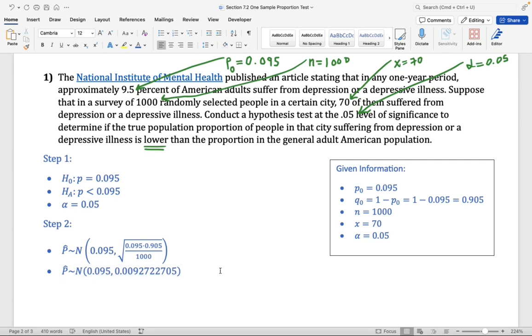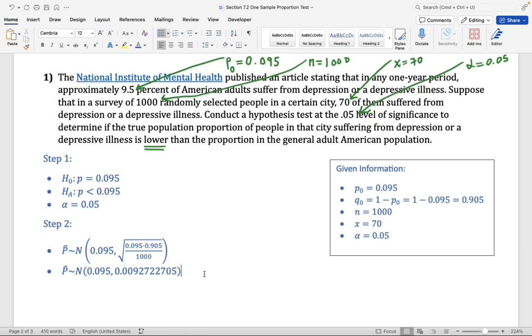0.0092722705. Okay? Notice here, I'm writing all the values that I get after the decimal when I enter this on a calculator. I personally would keep it as the square root of 0.095 times 0.905 divided by 1,000. But I've seen that some students get overwhelmed with those type of expressions. So here I'm saying, just type it on your calculator, get a value, make sure to write the whole value that you're getting on your calculator.